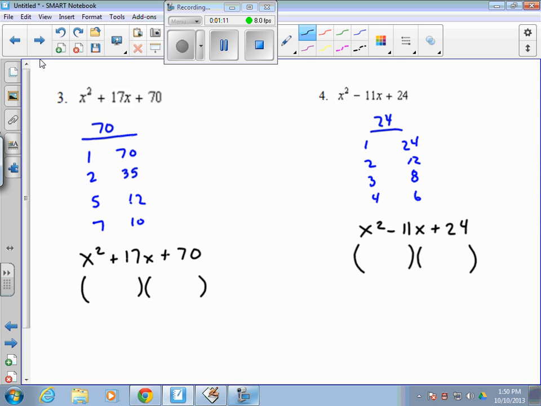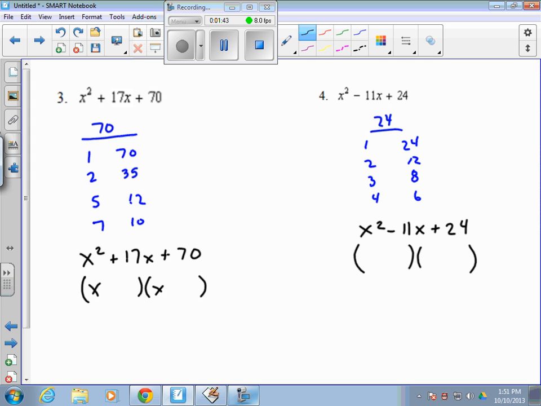2 and 35 is either going to give you 33 or 37. 5 and 14 is either going to give you 19 or 9. And 7 and 10 is either going to give you 17 or it's going to give you 3. So we have two options right here to get to 17. We have to choose which one, when we add them up, is going to give us the number 17. So we know that it's going to be x times x to get x squared. Basically, we're working FOIL in reverse.